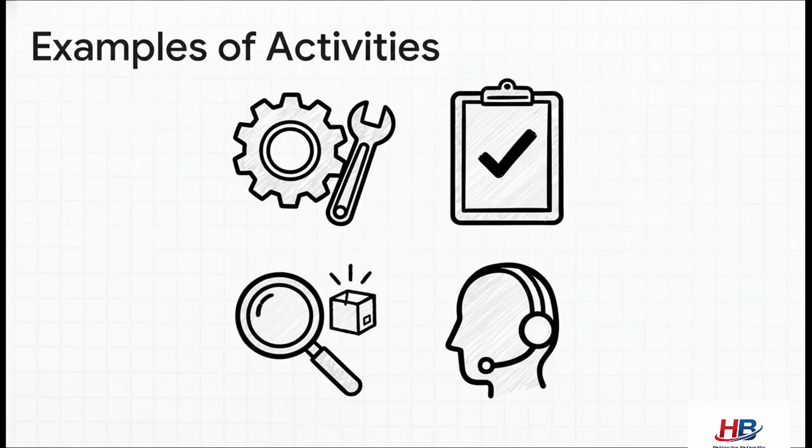So what does an activity really look like? Well, it can be pretty much anything. It could be the physical act of setting up a giant machine for a production run, or it could be an administrative task like processing a purchase order. It could even be the time spent doing quality inspections, or the resources used for customer support calls that are tied to a specific product line. Each one of these things uses up resources and, you guessed it, has a cost.